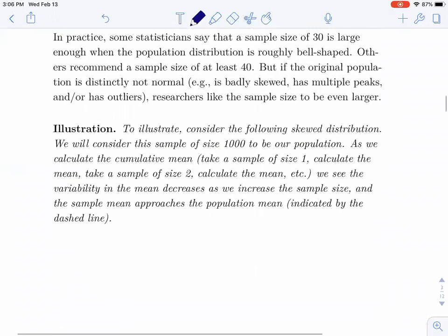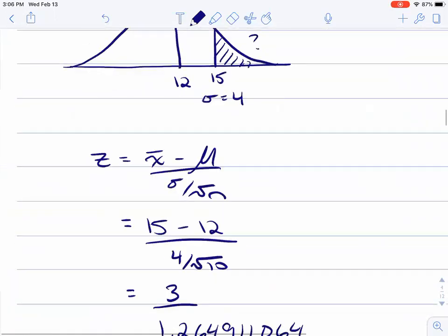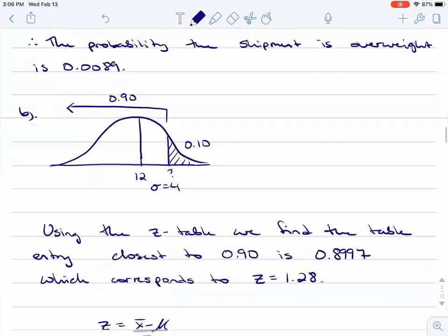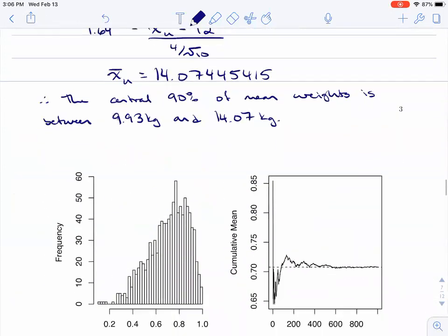And I've got this illustration here. It's really just for fun and to illustrate the point. Oh, we wrote a lot, didn't we? Okay.